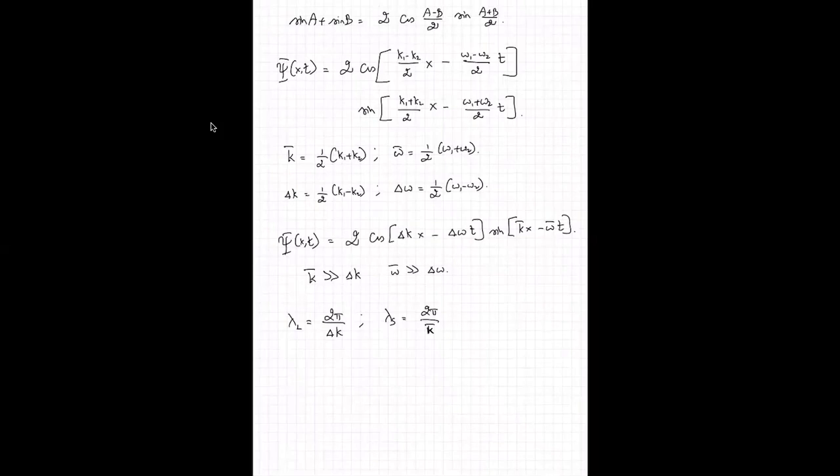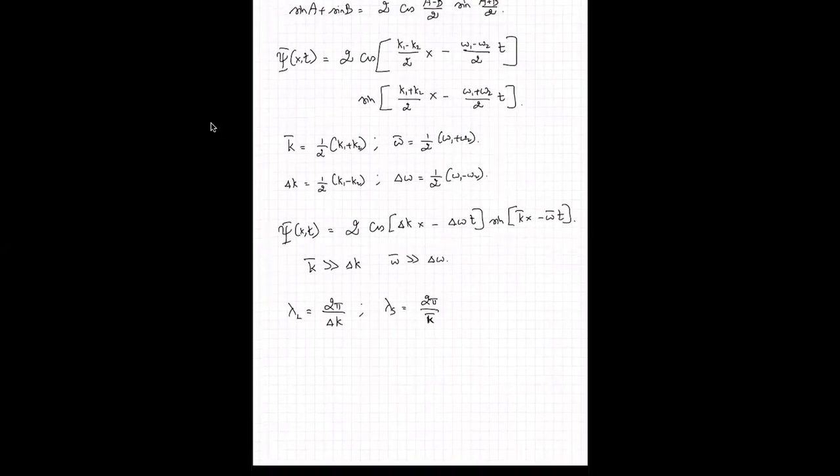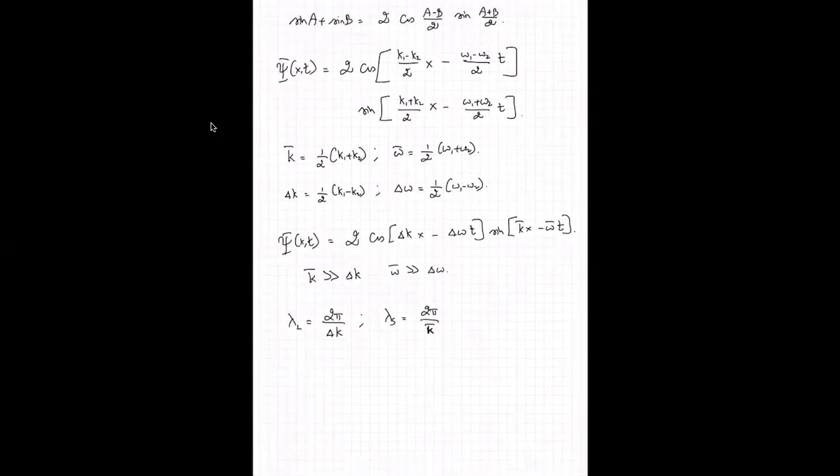So what would this capital Psi of x, t look like? Suppose I graph it. Well, if something has a very short wavelength, then it goes up and down very fast. If something has a long wavelength, it goes up and down not very fast. So the product of these two waves looks a little interesting.